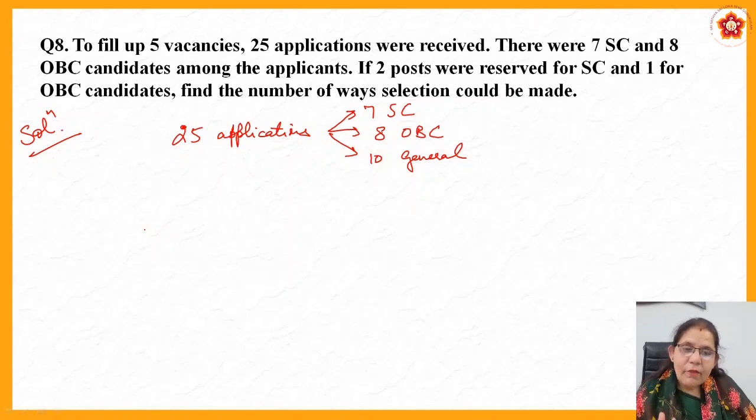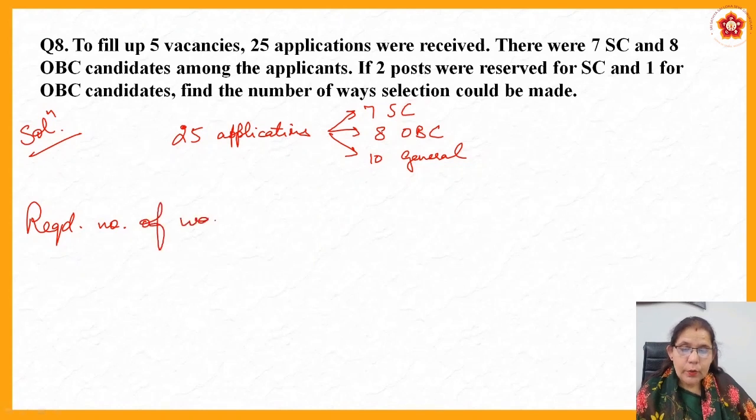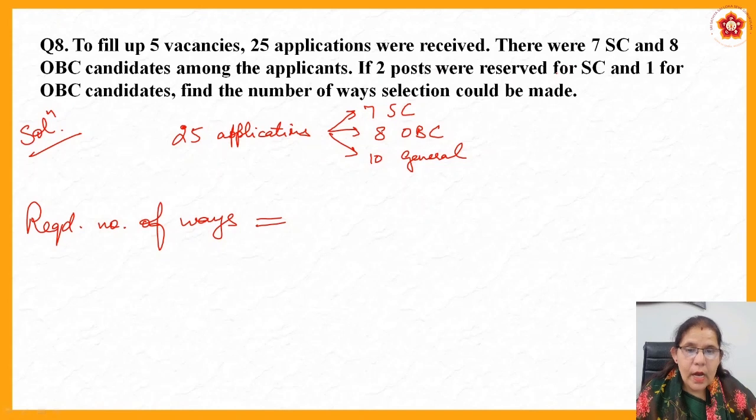Now we only have to fill 5 vacancies. There are 25 applicants but only 5 vacancies. Let's see how to do that. If 2 posts were reserved for scheduled caste and 1 for OBC. So let's take the conditions first. 2 posts were reserved for SC.